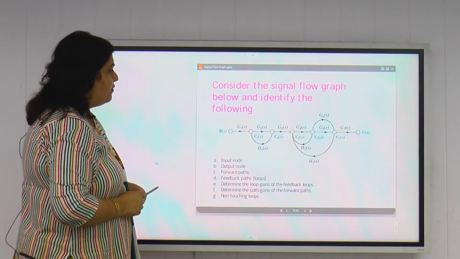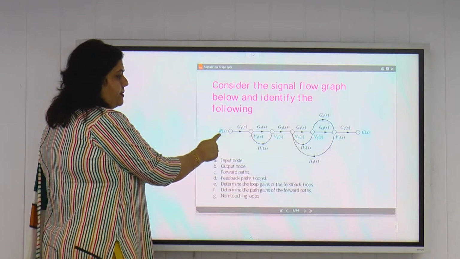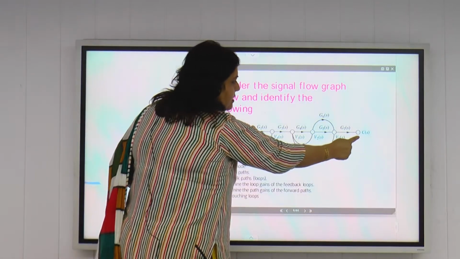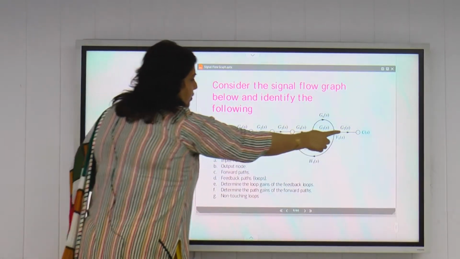As you can see in the signal flow graph, the input node is this, represented by R(s). The output node is this, represented by C(s). So these are the input and output nodes.